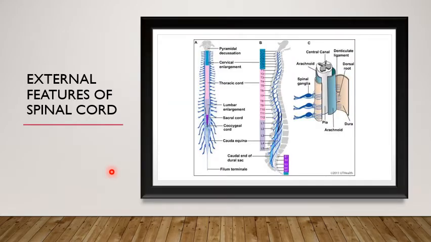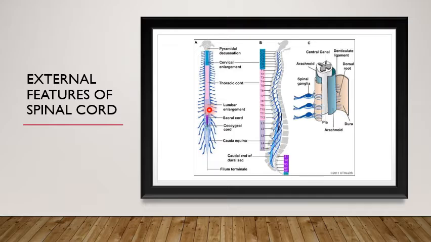Students, you would be remembering when we studied the structure of the brain, we first studied the external features of the brain, right? Same way we are going to proceed now to understand the spinal cord structures. First we will understand the external features of the spinal cord. The first thing to understand is the shape of it. The shape is a cylindrical structure, slightly flattened anteriorly and posteriorly.